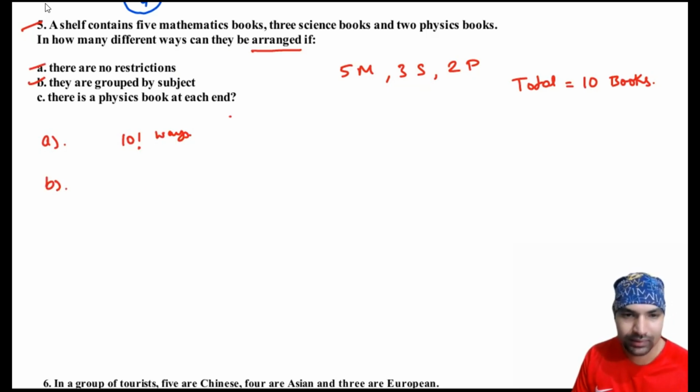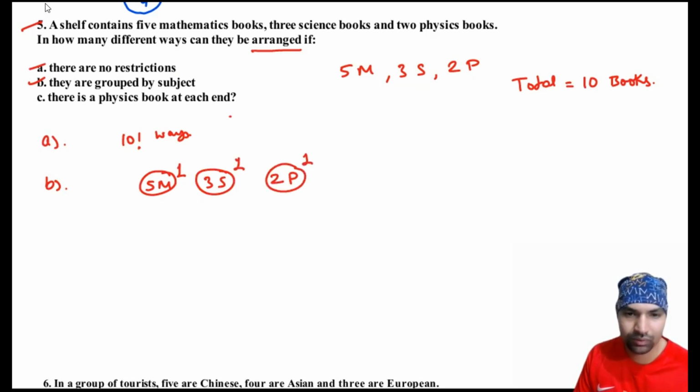Coming on to B bit, they're grouped by subject. Okay, so let's understand that. Grouped by subject. So this is one group, 3 science textbooks, this is one group, and 2 physics books, this is one group. So total 3 different groups I have. So this can be arranged in 3 factorial ways.